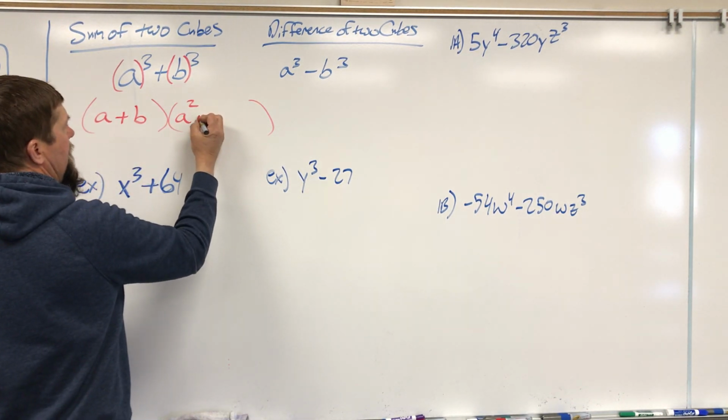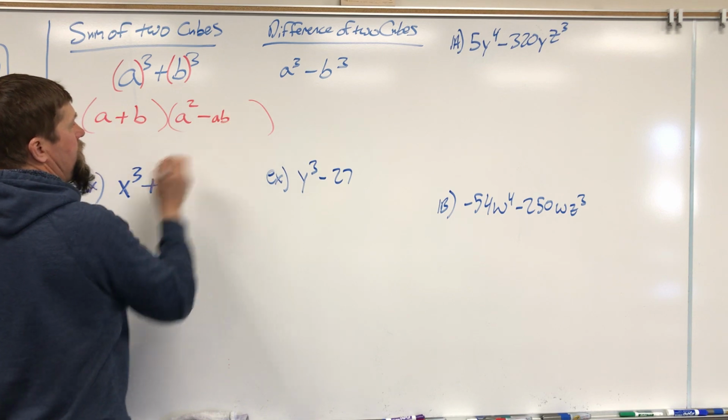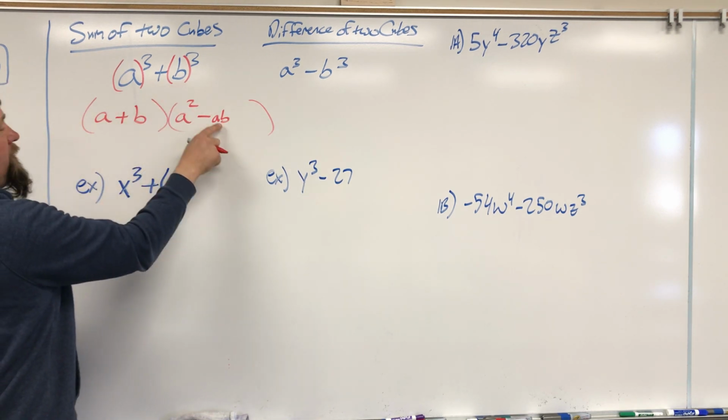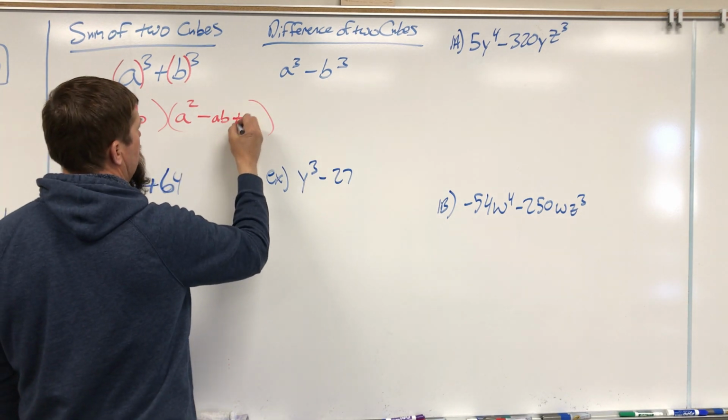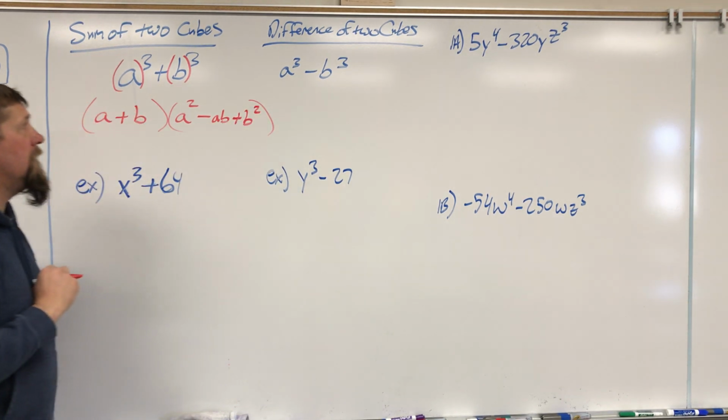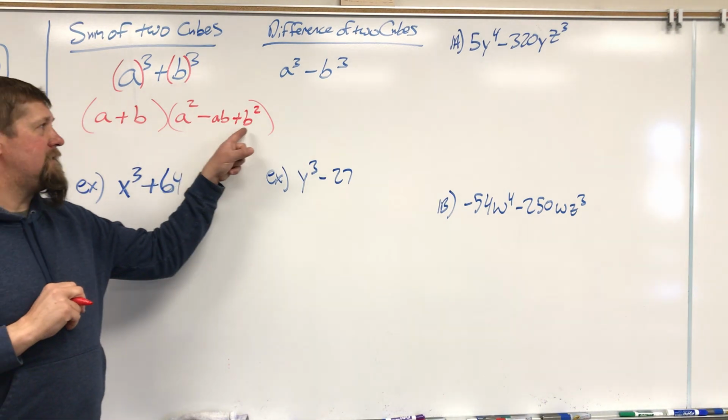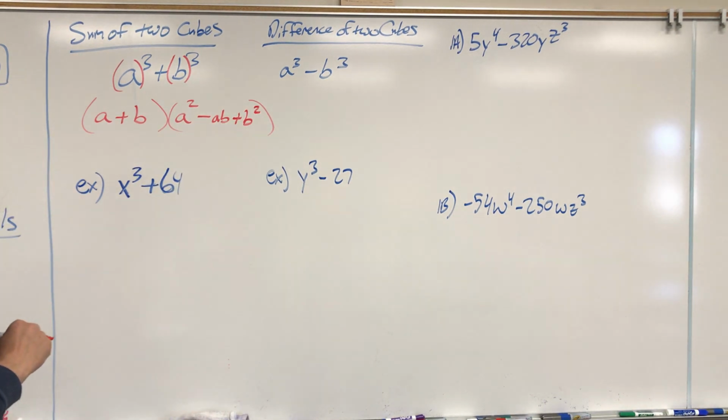The middle term is minus ab. So it's whatever a is and whatever b is multiplied, and it becomes a minus, and then the last term is plus b squared. So it's a squared minus ab plus b squared. Okay, that's the pattern.